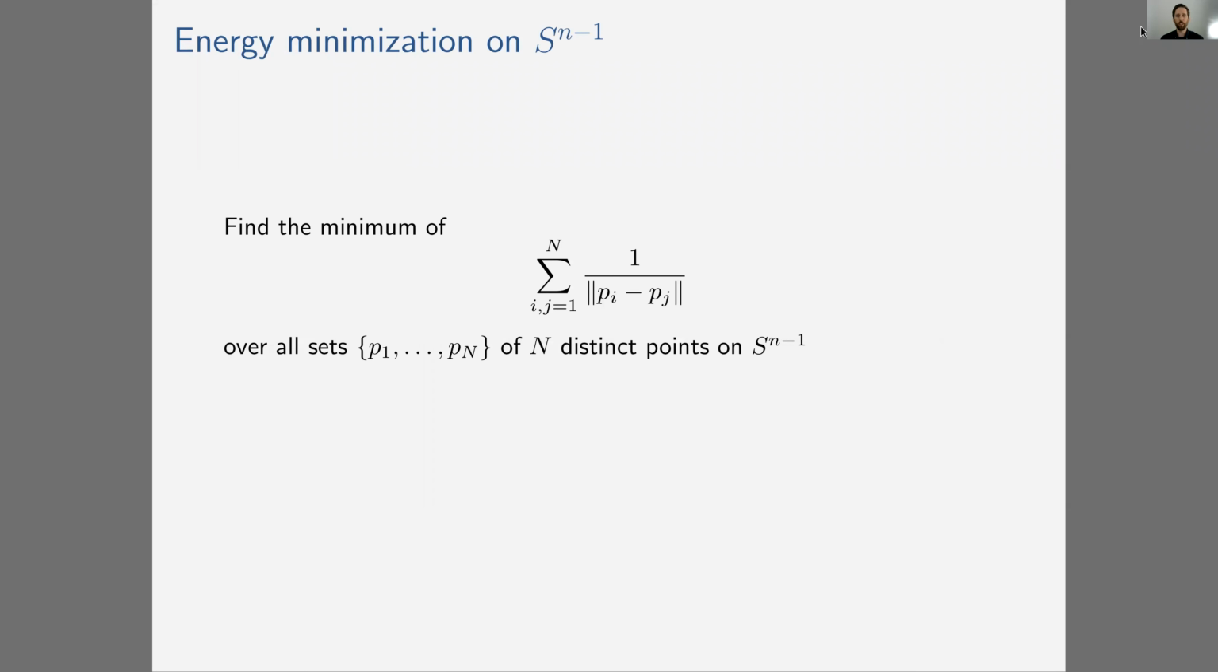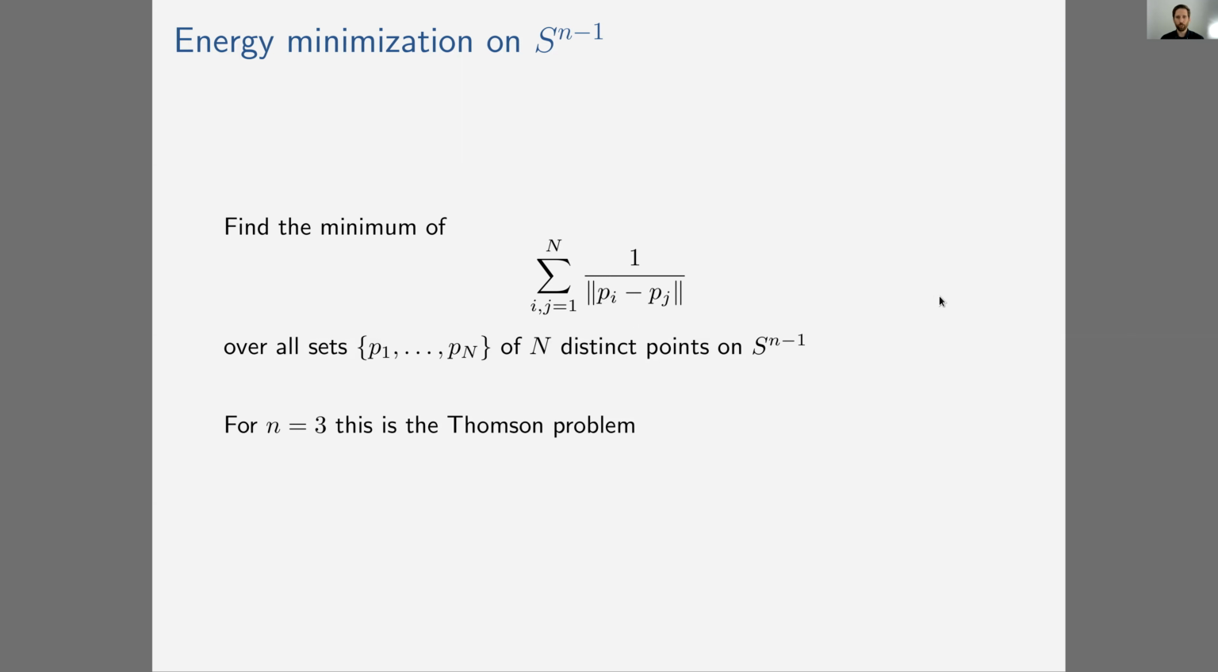First, a little bit about the energy minimization problem. The main space we care about here is the sphere, and we want, for instance, to minimize this double sum. By the way, this should be i strictly less than j. I don't want the sum over all i and j. So you want to just sum over all the pairs, right? And then we minimize over all sets of exactly capital N distinct points.